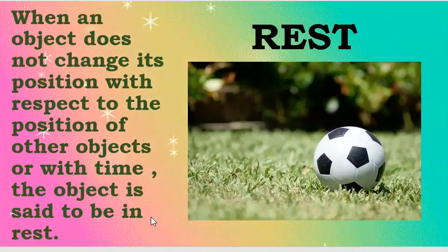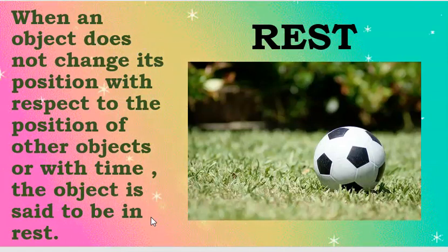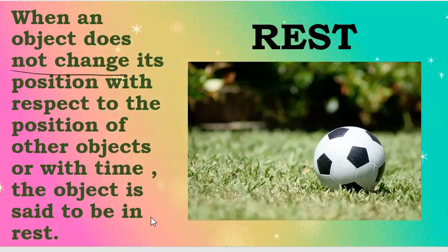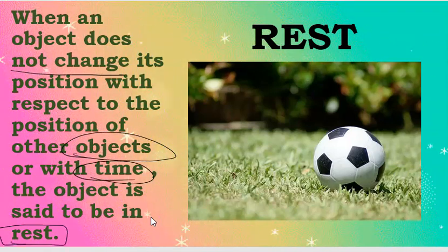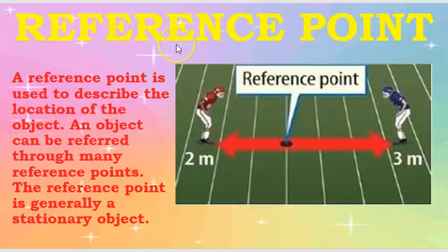When you talk about motion, automatically we also need to say what is rest. So when we say an object is going to change its position, it is motion. Then if it does not change its position with respect to the other objects or with respect to time, then we say that the object is said to be at rest. So these are the two concepts of motion and rest.